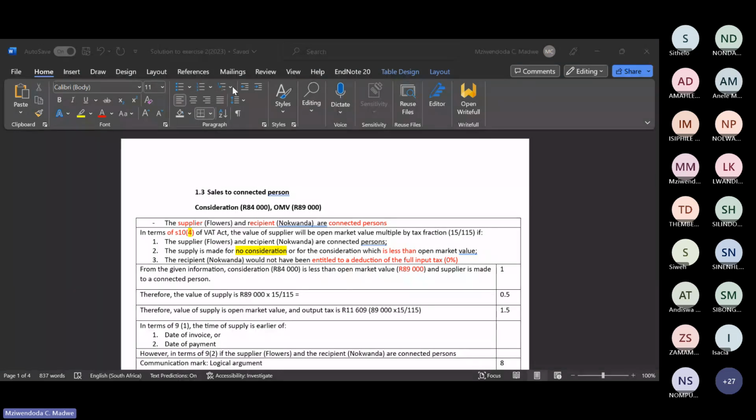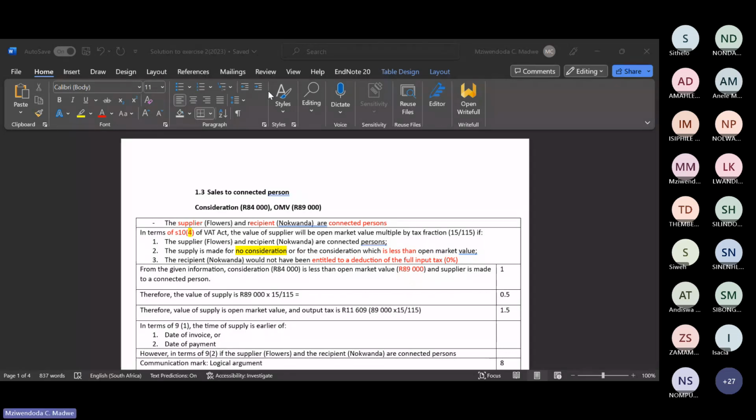Okay, is there a question? If you have a question and you're afraid to ask, you can just write it under chat and then I can answer that question. Is there any question before I go to time of supply?